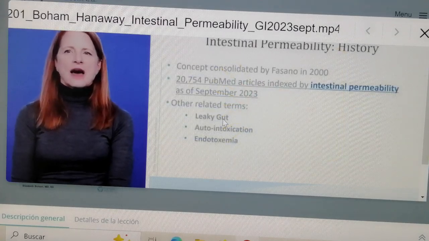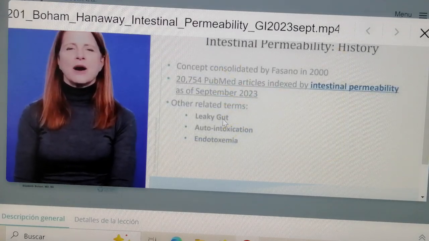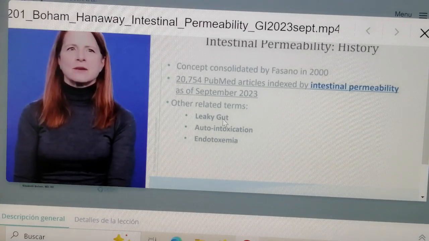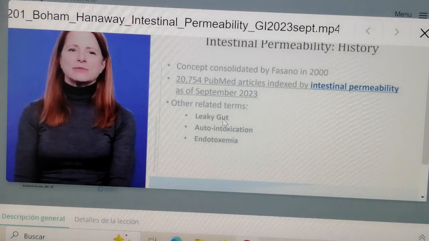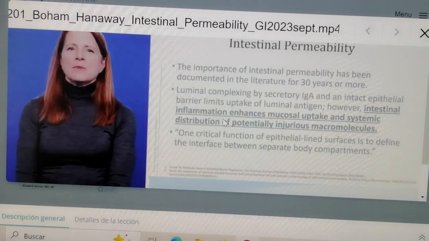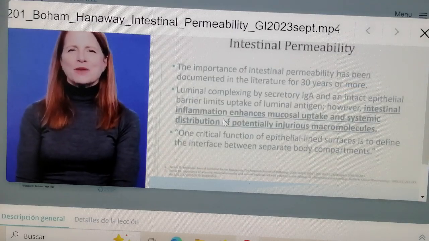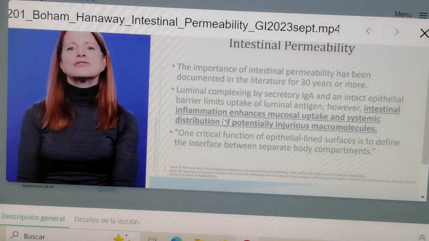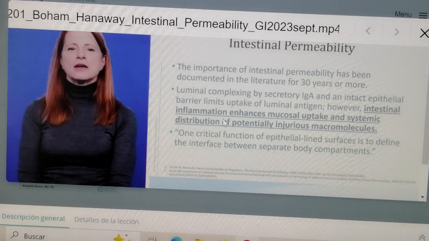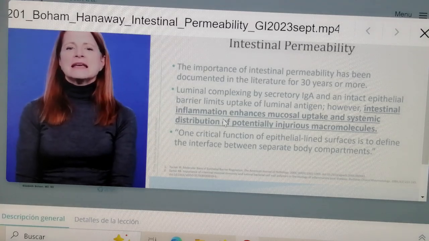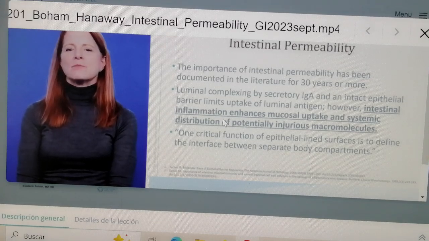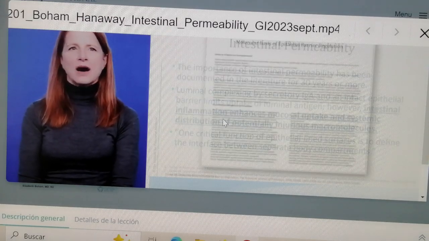So as you've seen, there are thousands and thousands of articles that have been published on increased intestinal permeability. Alessio Fasano really consolidated this concept in 2000, and other related terms include leaky gut, autointoxication, and endotoxemia. But we've been talking about increased intestinal permeability for years in functional medicine, and the literature has as well. Here, this is back 30 years ago, really talking about how intestinal inflammation enhances mucosal uptake and systemic distribution of potential injurious macromolecules. This is not a new concept.